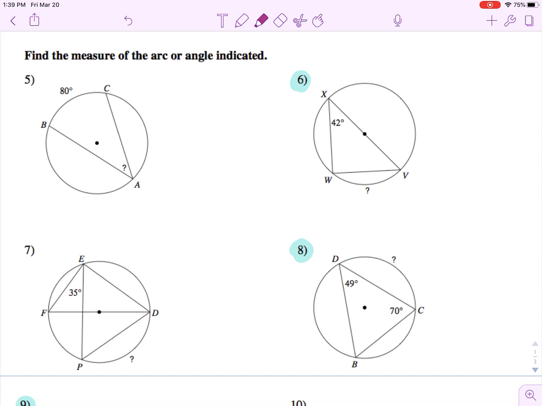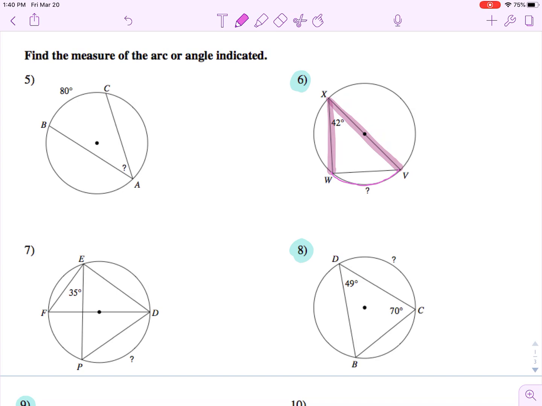Find the measure of the arc or angle indicated. We're going to do 6 and 8 together. Alrighty, so what I like to do is first look at what I'm given. The only thing I'm given is that the diameter is XV, because it goes through the center, and I'm given the measure of angle X is 42. So sometimes I like to highlight any angles that I'm given because it helps me see intercepted arcs. So I want to find the measure of arc WV.